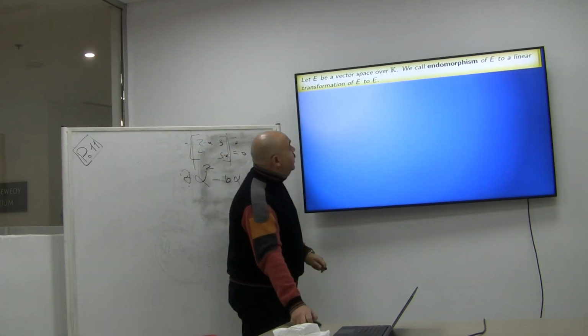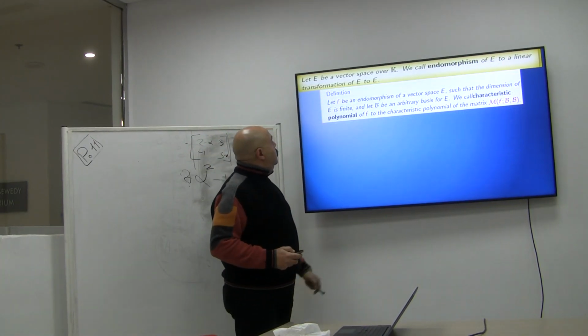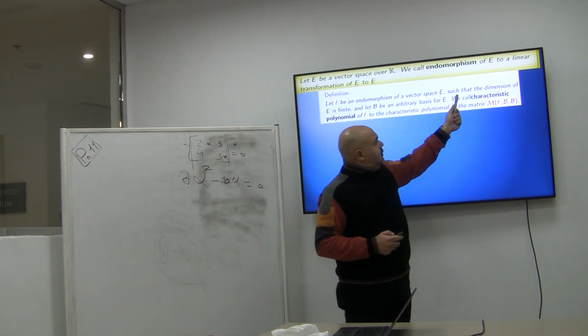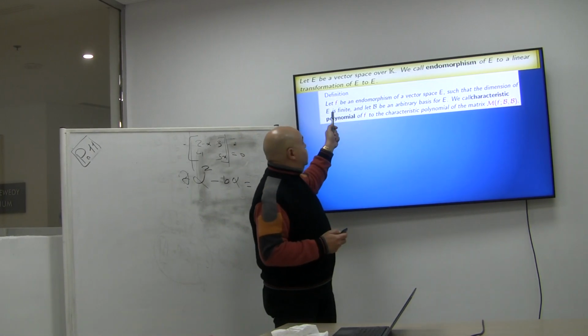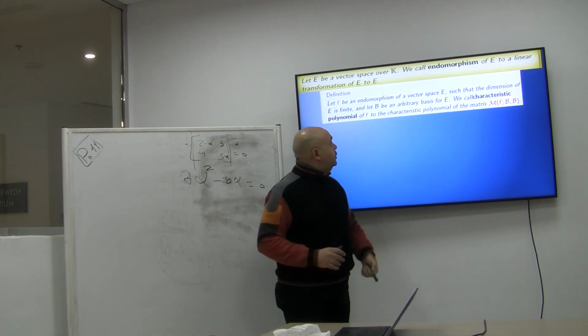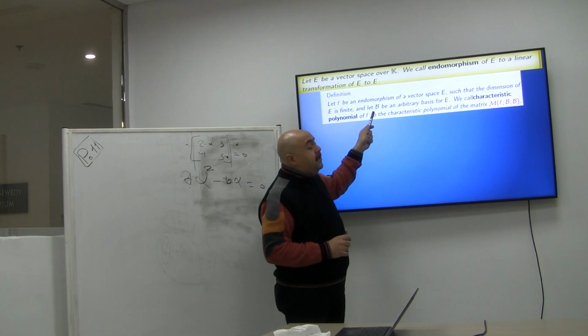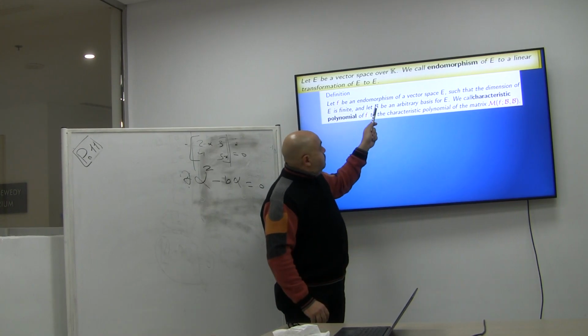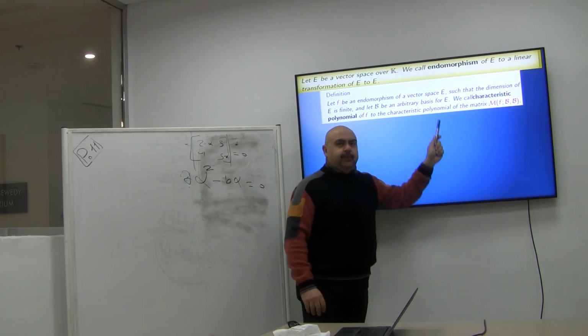Transform of E to E. Okay, done, continue. It says: let F be an endomorphism of a vector space E such that the dimension of E is finite. Meaning the dimension of E could be R3, R4, R2, whatever. And let beta be an arbitrary basis for E, any basis for E.